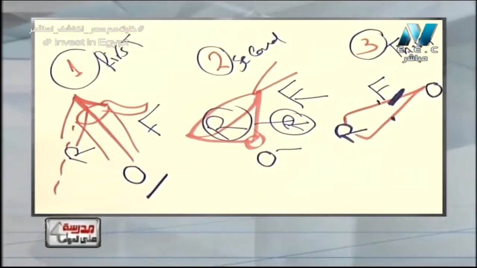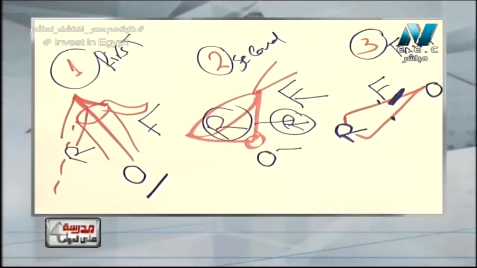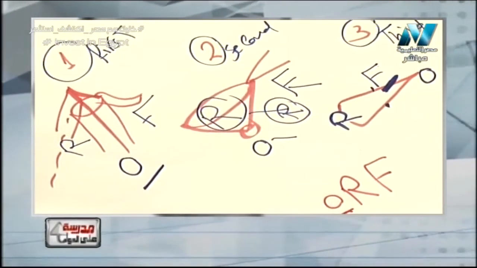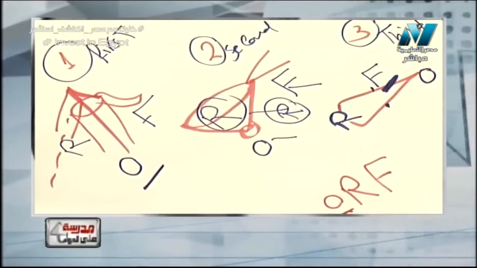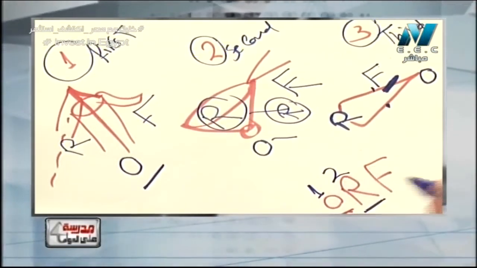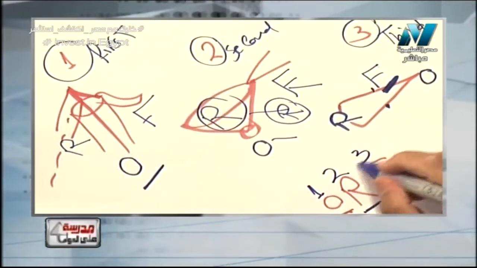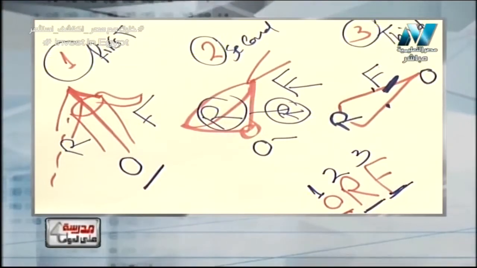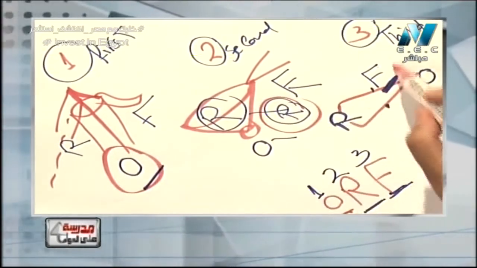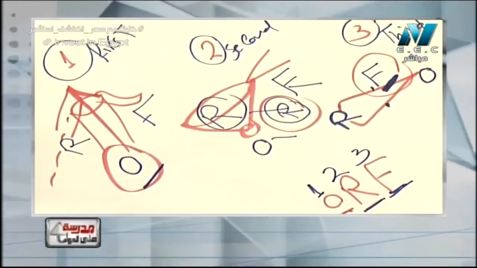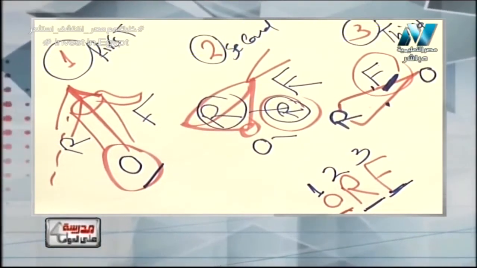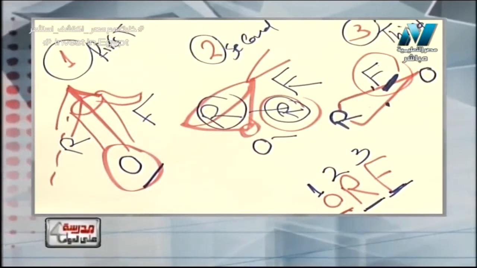So here I have a secret word. What is it? ORF. What is ORF? If O is in the middle, it will be a first class lever. R in the middle, it will be a second class lever. F in the middle, it will be a third class lever. Notice that O, R, F. So the secret word here is ORF, a secret word to determine the type of lever, or the lever class.